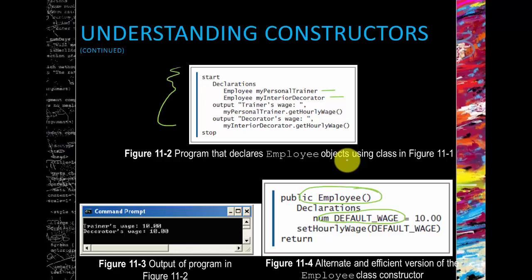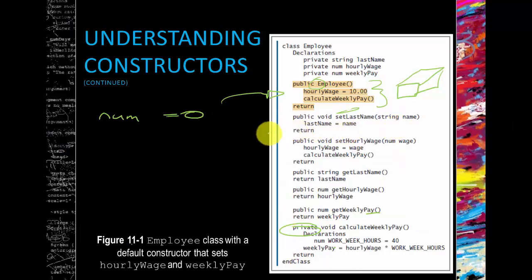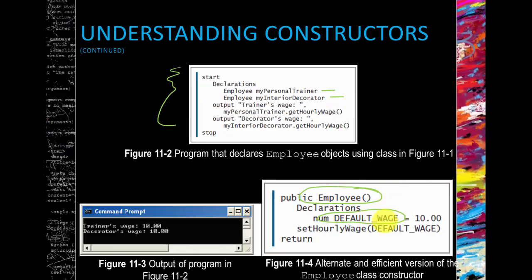Well, the statement to call calculate weekly pay is no longer required in your constructor over here. Since we are just calling the set hourly wage method directly, and this calls the calculate weekly pay method straight away. Okay, can you see that? So calculate weekly pay is called by our set hourly wage, so we don't need to have this in our constructor. That's why I say this is a more superior way to write our employee class constructor.